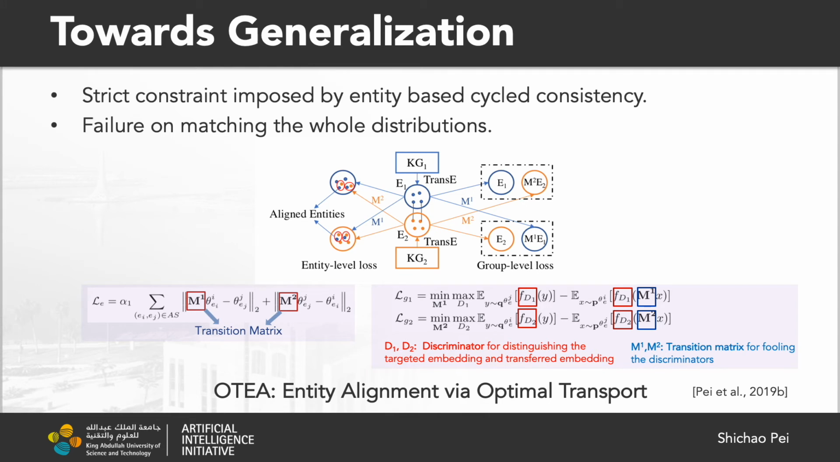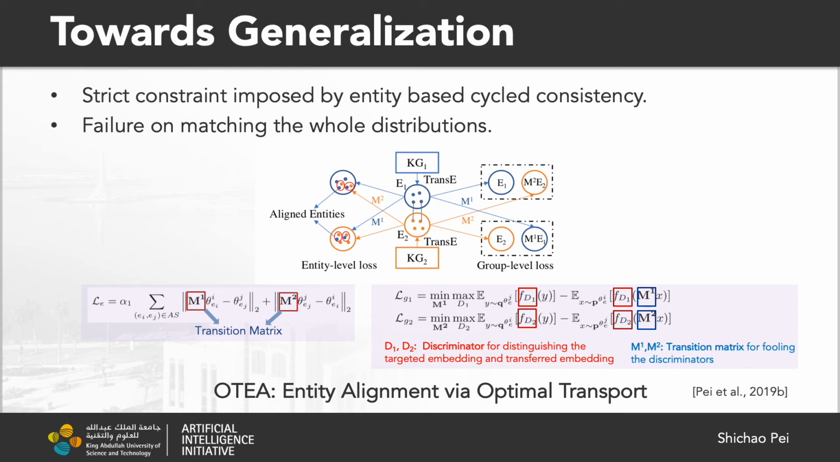However, the constraint of the entity-based circular consistency is too strict for the translation matrix. Also, the alignment loss function defined at the entity level fails to match the whole picture of labeled and unlabeled entities in different knowledge graphs. Inspired by optimal transport, we can match the whole distribution by the minimum cost of transporting mass in converting the distribution of embeddings of the source to the distribution of embeddings of the target.